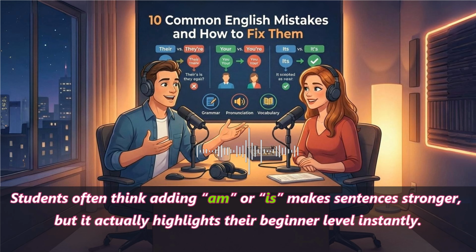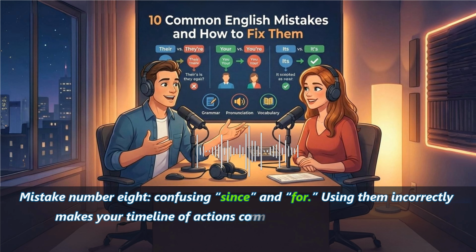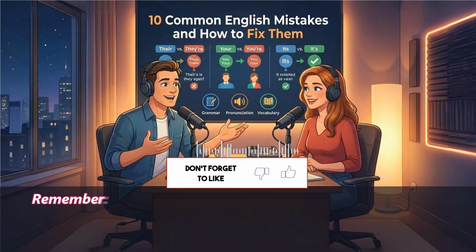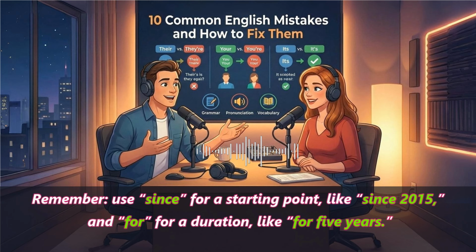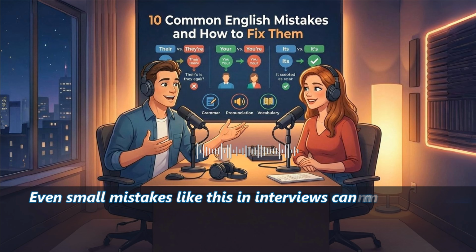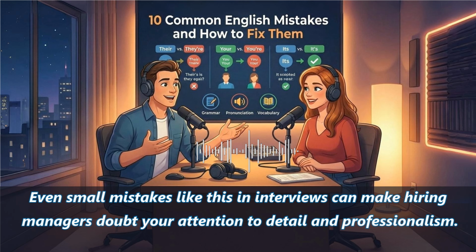Mistake number 8, confusing since and for. Using them incorrectly makes your timeline of actions completely unclear to listeners. Remember, use since for a starting point, like since 2015, and for a duration, like for 5 years. Even small mistakes like this in interviews can make hiring managers doubt your attention to detail and professionalism.